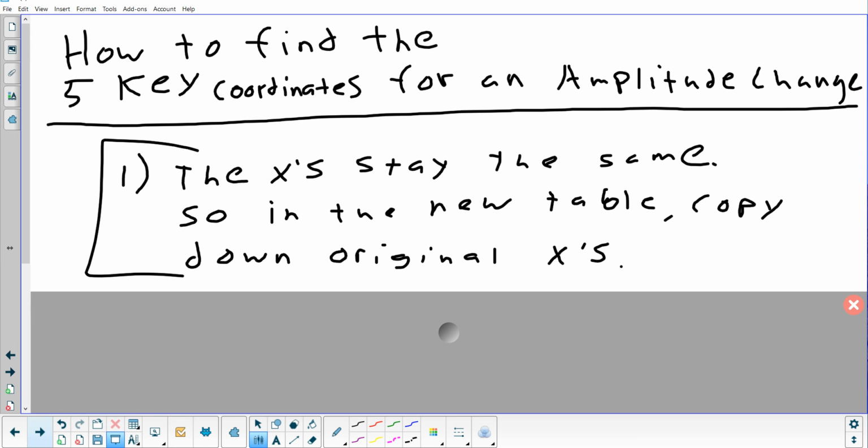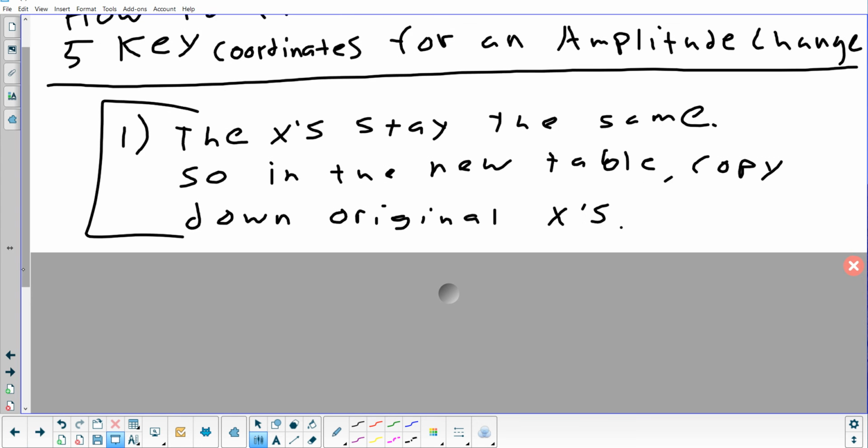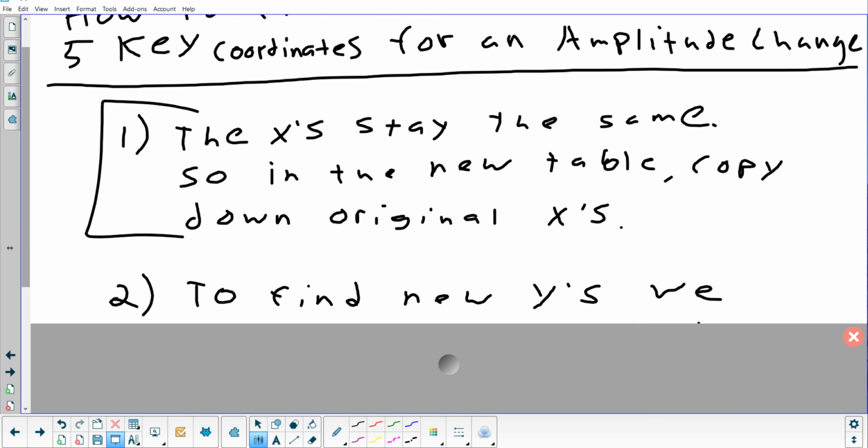So where did I get those numbers that I just said? Pi over 2, pi, and all that? Those came from the original table I gave you yesterday. And both sine and cosine have the same original x values. They have different y values, but they have the same original x's. All right, so the x's are going to stay the same, and that means the y's are the ones that are going to change. How do we find the new y values?